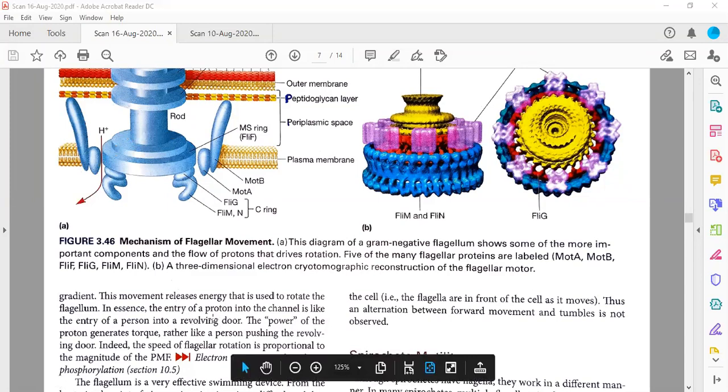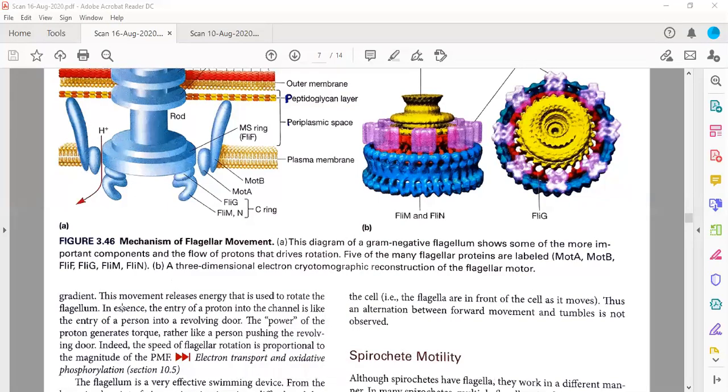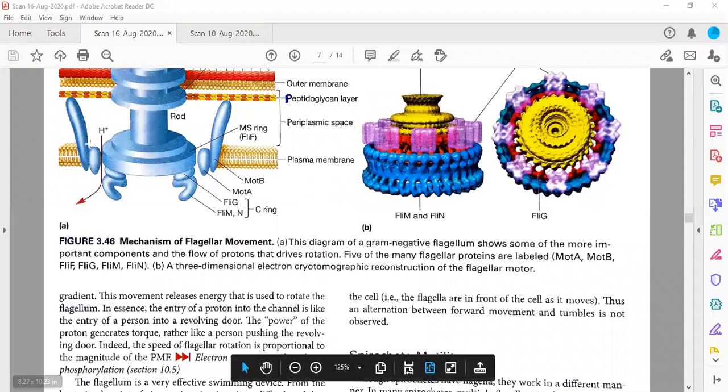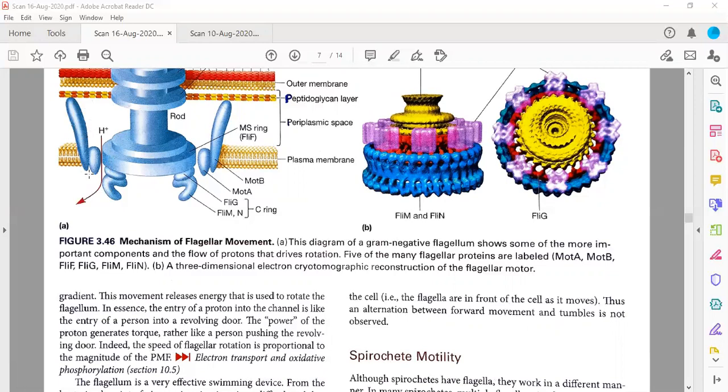I hope you have seen that somewhere. So the power of the proton generates torque, rather like a person pushing a revolving door. Indeed, the speed of flagellar rotation is directly proportional to the magnitude of the PMF. Now you can say that whatever the proton gradient, or the proton motive force, is generated here, it is directly proportional to the concentration difference between the H positive ion concentration here and here in the cytoplasm.